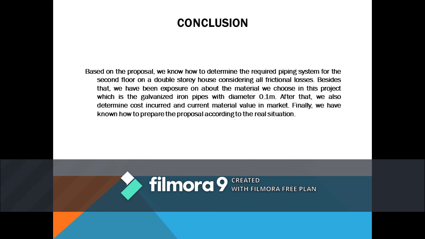Based on the proposal, we know how to determine the required pumping system for the second floor of the double story house, considering all friction loss. Besides that, we have explored the material we chose in this project, which is galvanized iron pipe with diameter 0.1 meter. Finally, we know how to prepare the proposal according to the real situation.